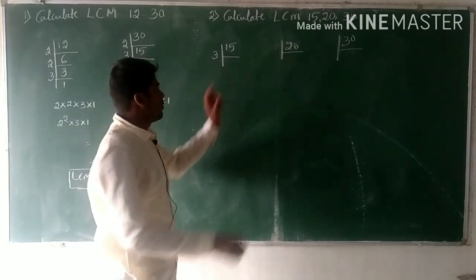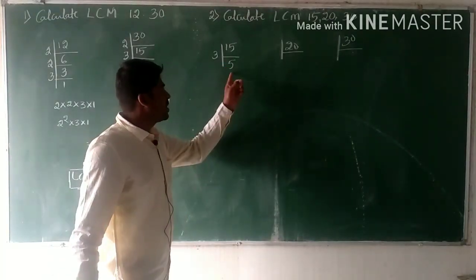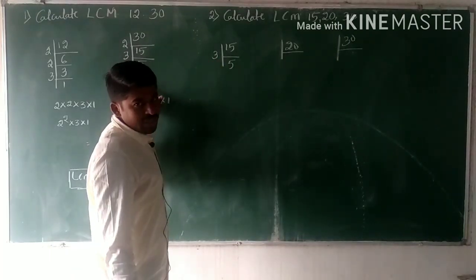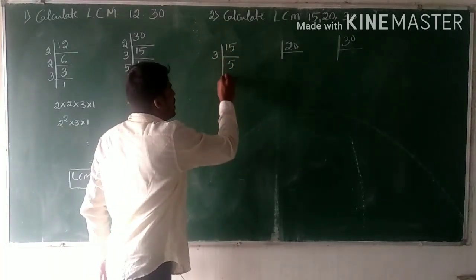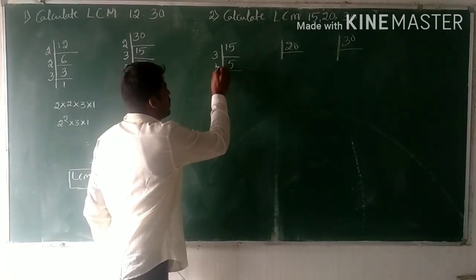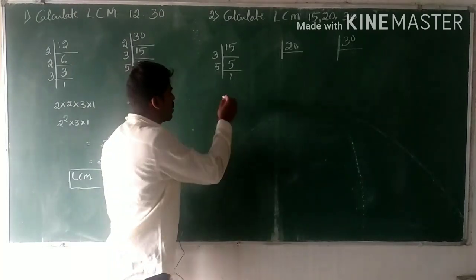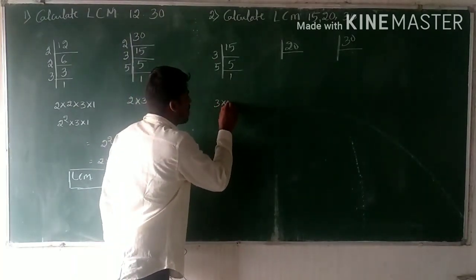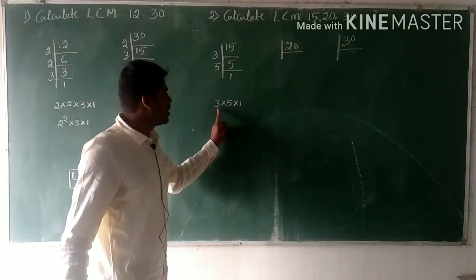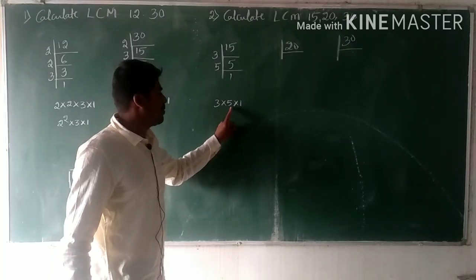Now 3 5s are 15, and you get the prime factor. So either the problem ends here, or you can continue until you reach 1, like the previous problem. This is 5, so you can divide it only by 5. That's why I take 5, and you get 1. 5 divided by 5, you get 1. Now I write 3 into 5 into 1. Here I don't have to make it a square because the divisible numbers are repeated only one time.